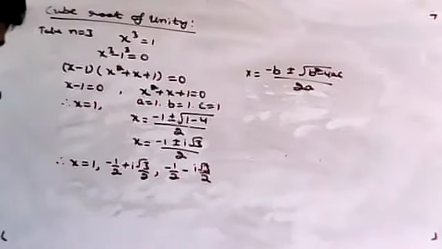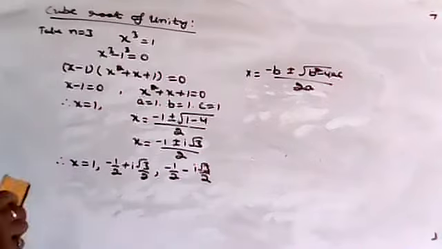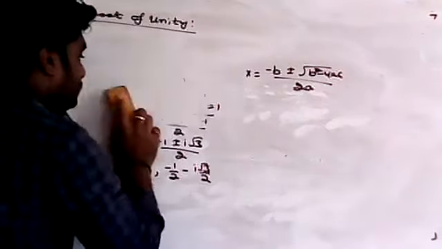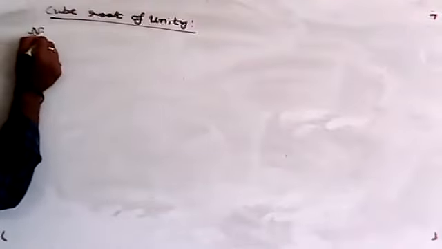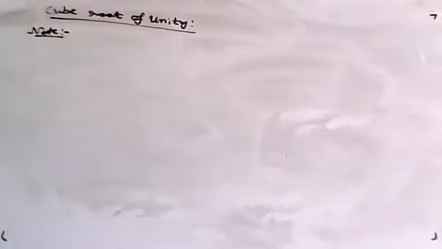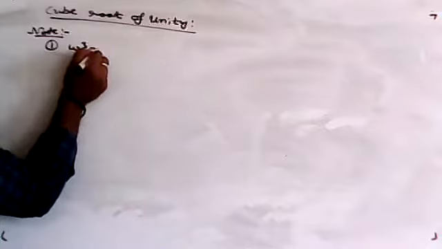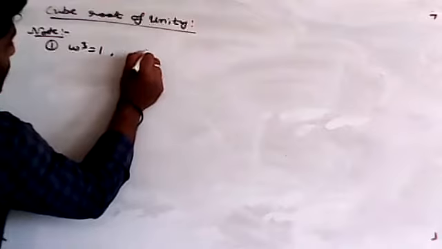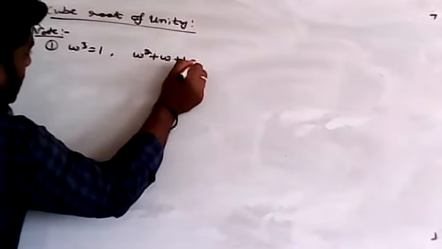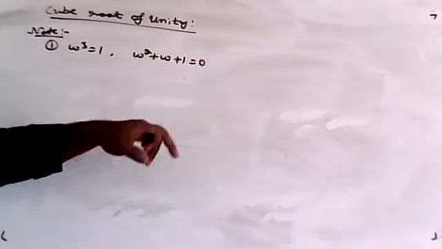Okay, just write down the note now. Write down the note. That is w cube is equal to 1, first one. W cube is equal to 1, and in this only w square plus w plus 1 is equal to 0. Or omega also, you can take that one, omega better. Omega cube equal to what? 1. Omega square plus omega plus 1 equal to 0.